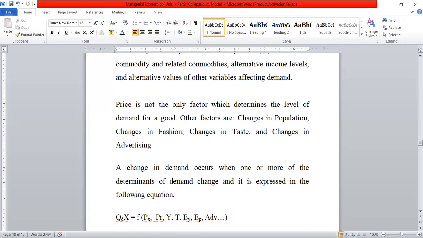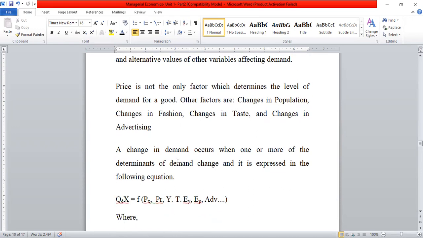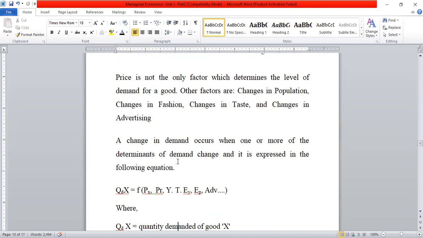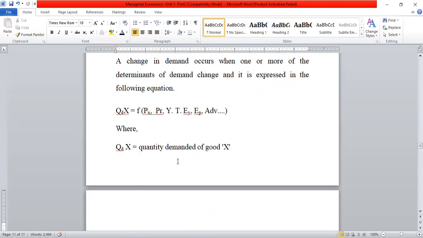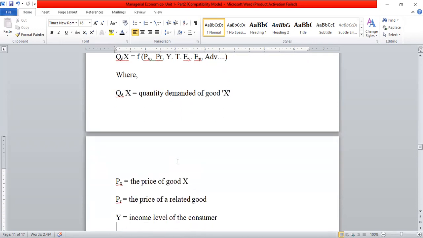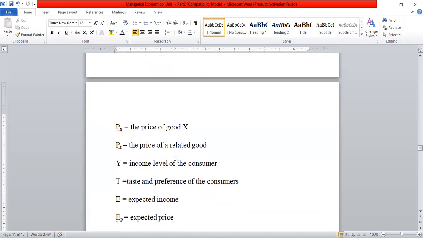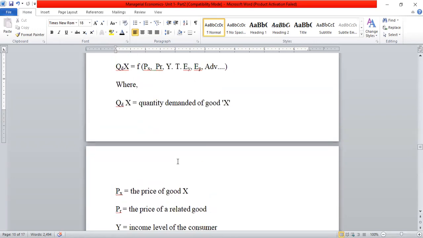So the quantity demanded of a product X is equal to a function of the price of the product, prices of related products, income of the consumers, tastes and preferences of the consumers, expected income, expected price, and advertising. There are a lot of factors. So the demand function of a product relates to all these factors. This is called the demand function.